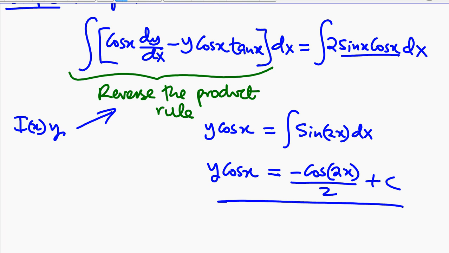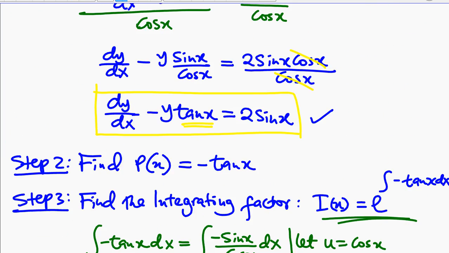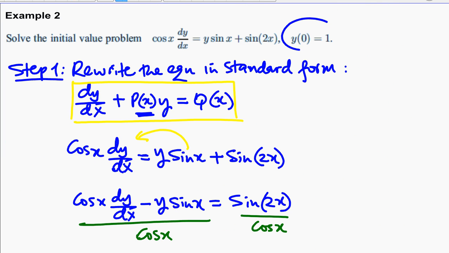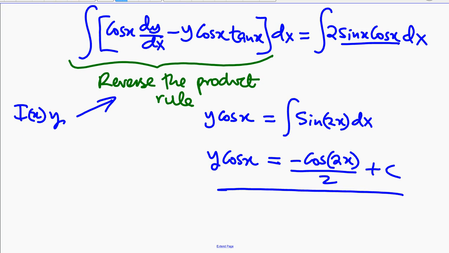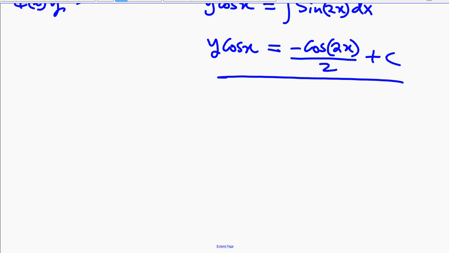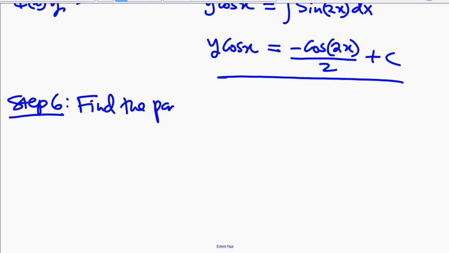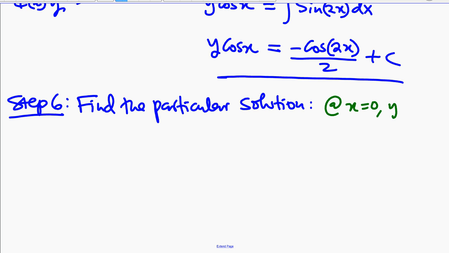So that's what we have. That's a general solution. I'm going to carry on, because I think we have this boundary condition, which means we can find a particular solution. So I'm just going to add that as step 6. So step 6, find the particular solution. This will be at x equals 0 and y equals 1.